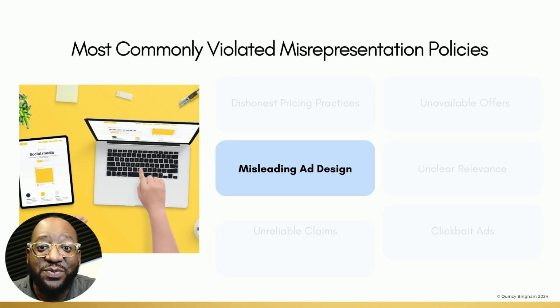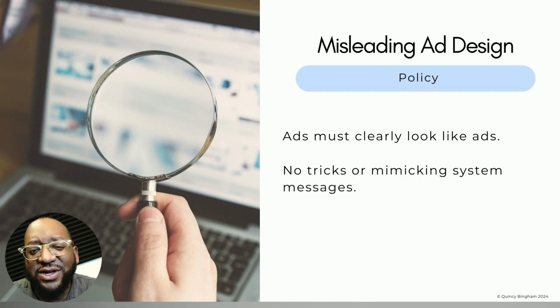The next super common violation I encounter is misleading ad design. Have you ever clicked on something thinking it was a search result, but it really was an ad? Google doesn't allow ads to trick users into thinking they're something else. Ads must clearly be identifiable as ads. Designs that mimic system warnings or look like non-ad content, such as search results or social media posts, are strictly prohibited. This policy ensures that users know exactly what they're interacting with, protecting them from deceptive designs.